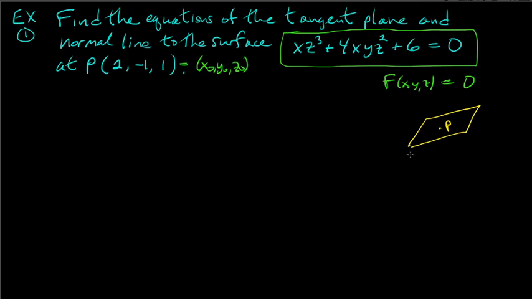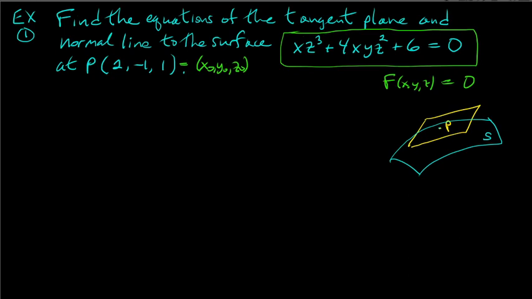So let's suppose this surface is something like this. That point P had better be on the surface. If the point P was up here, some distance away from the surface, then this is not going to work. There's no tangent plane at a point that's not on the surface. Okay, so you can check that yourself.